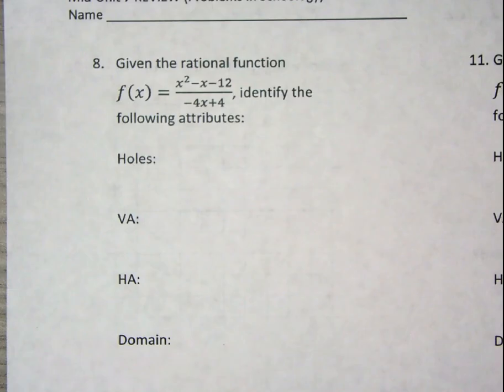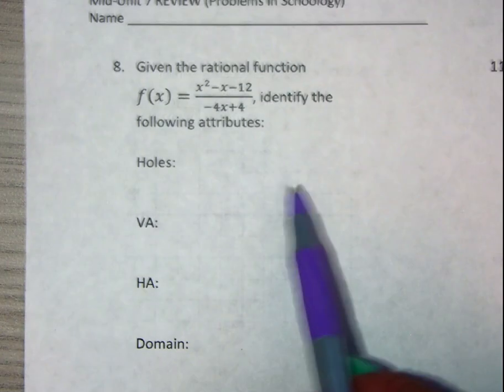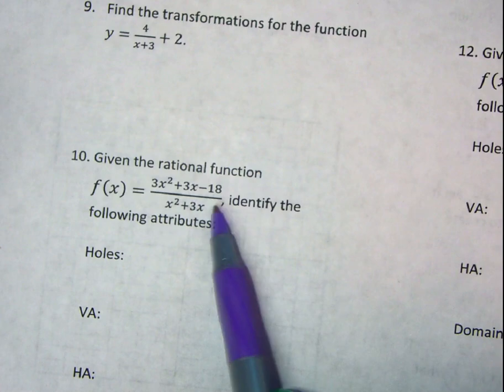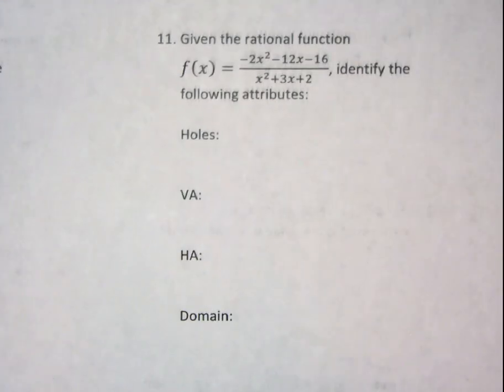The other topic that is reviewed in this handout is the attributes. So when we're finding the attributes, we need to look at the functions that they give us, and all of these in the paper are unfactored. So that's the first thing you want to do. You want to factor these. I'll go over number 11.